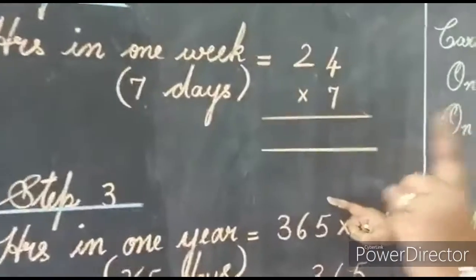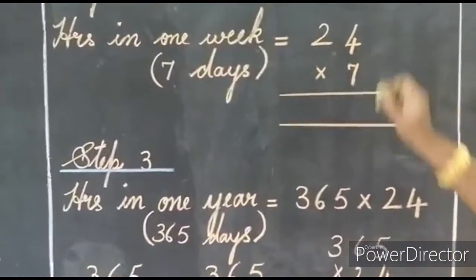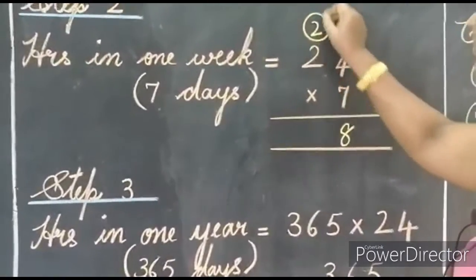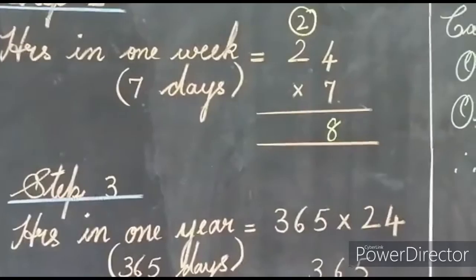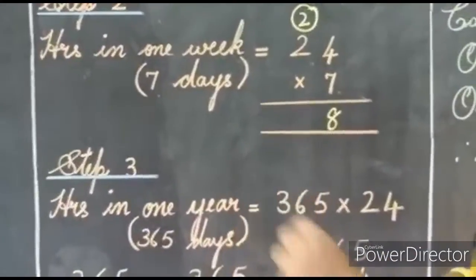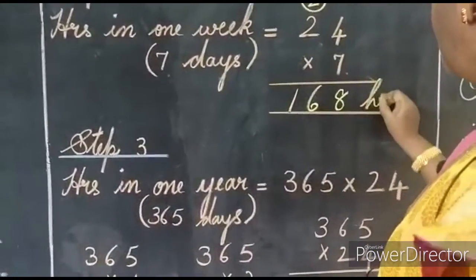In 1 day, 24 hours. In 7 days, multiplication. 4 7s are 28. 8 and carry over 2. 2 7s are 14. 14 in the mind, take 2 fingers. After 14, 15, 16. So 168 hours.